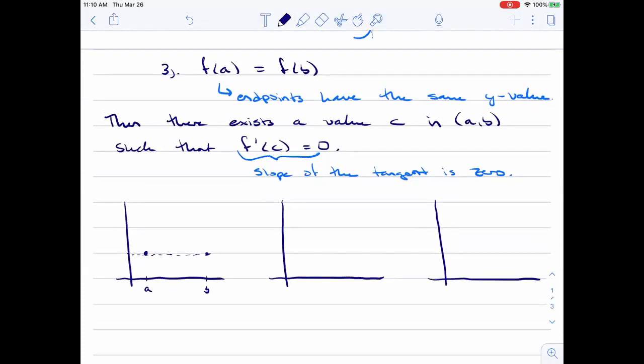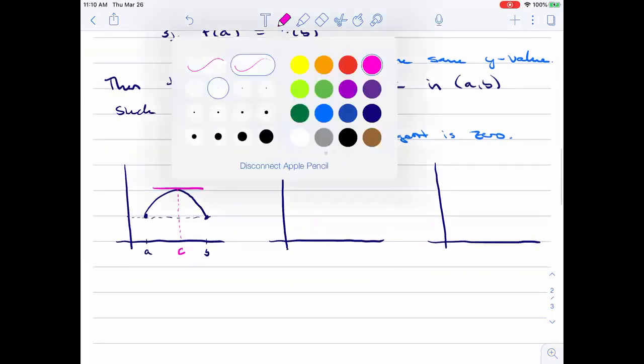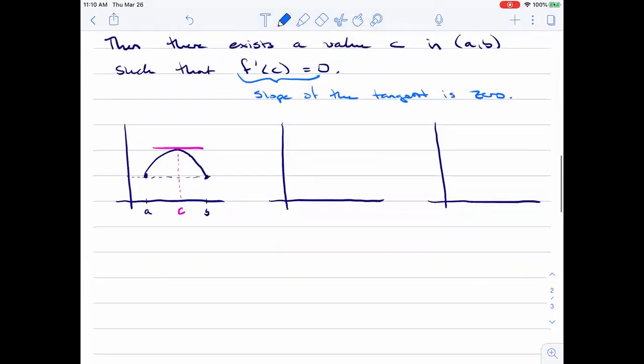Then if our curve looks something like this, then we've got some sort of tangent line here at C, where the slope of the tangent is 0. And so here, we would say C satisfies Rolle's theorem.